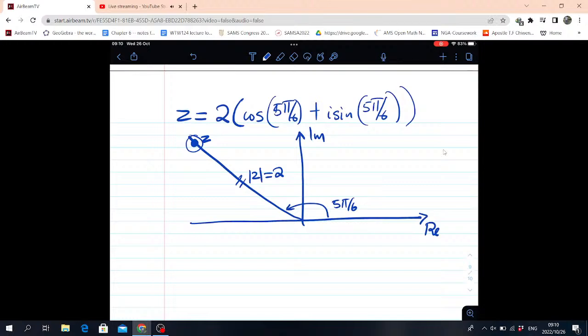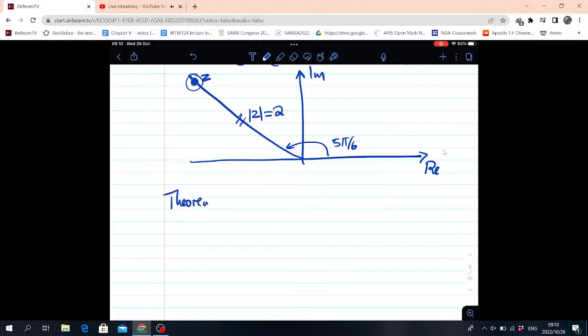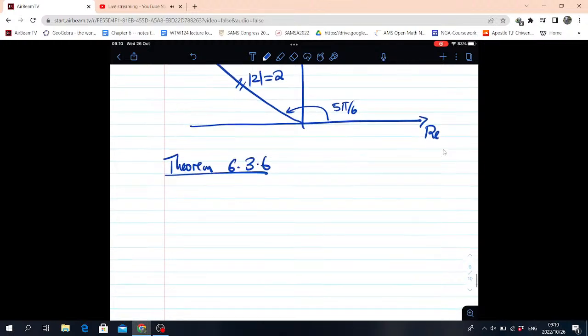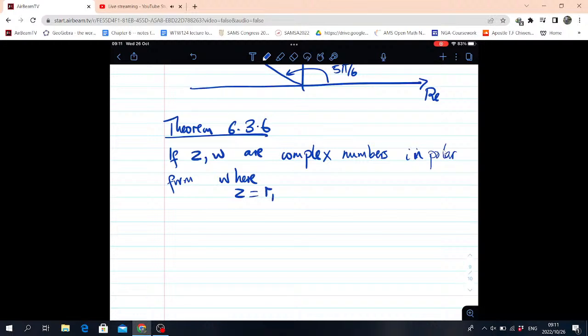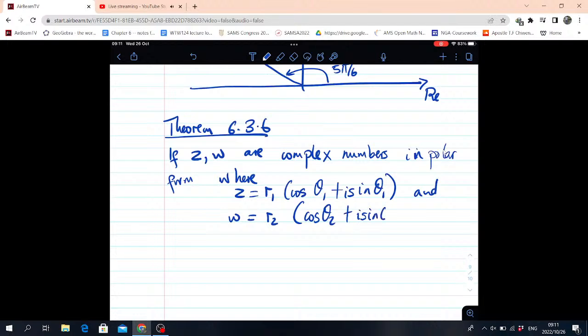Right, so the theorem is theorem 6.36. If z and w are complex numbers, so you've got two complex numbers in polar form, the polar form that we have just talked about, where z is equal to r1 times cos theta 1 plus i sine theta 1, and w is equal to r2 times cos theta 2 plus i sine theta 2.